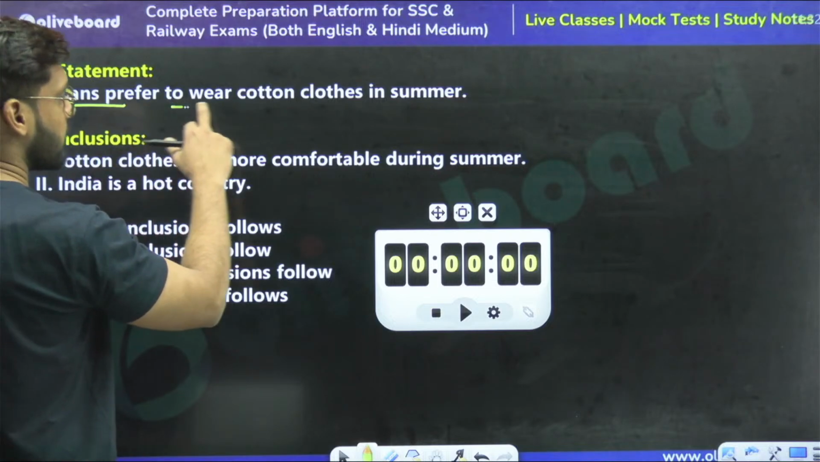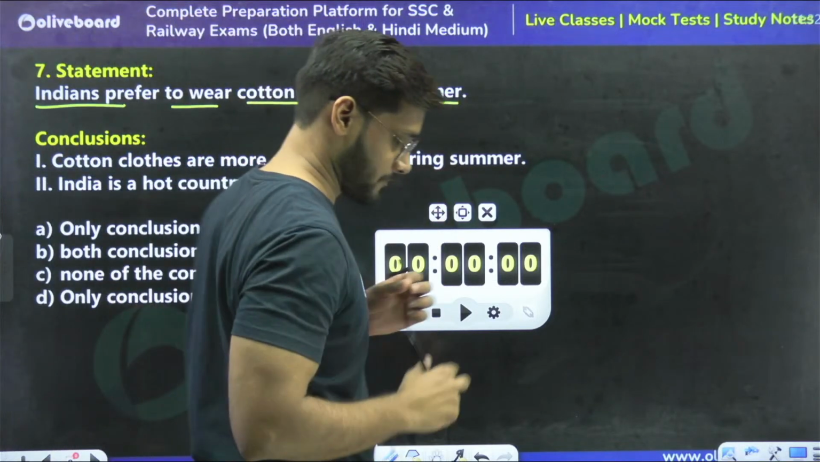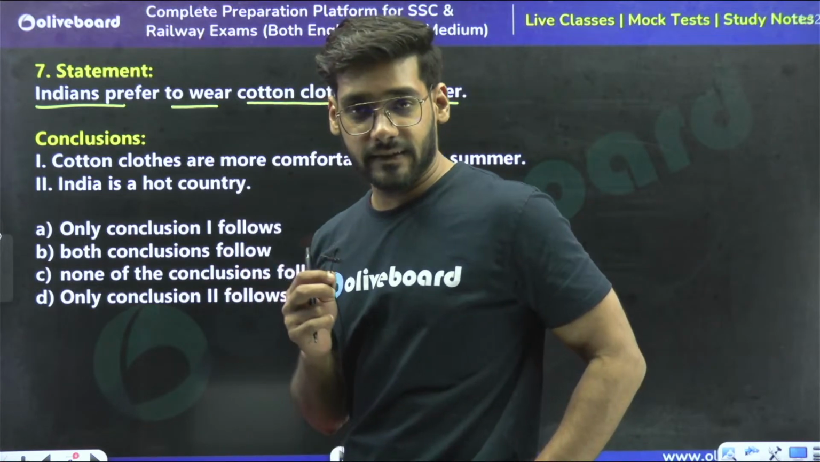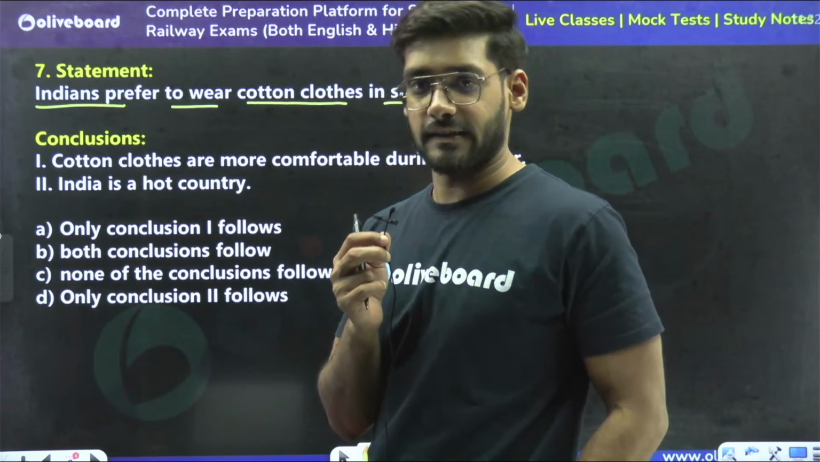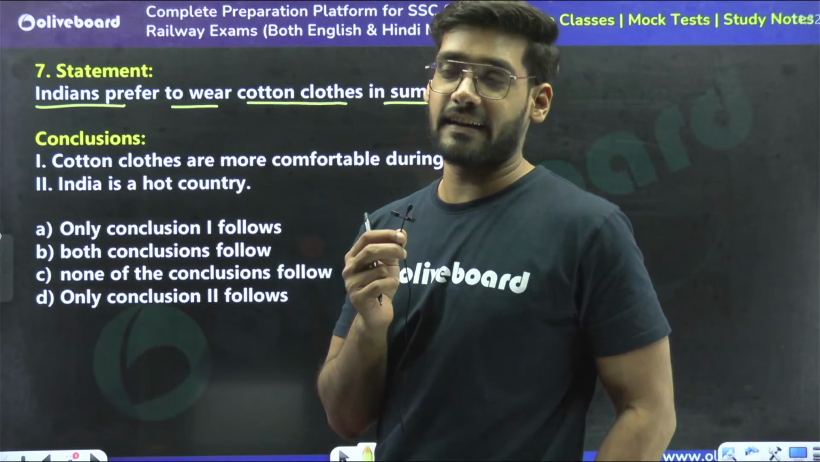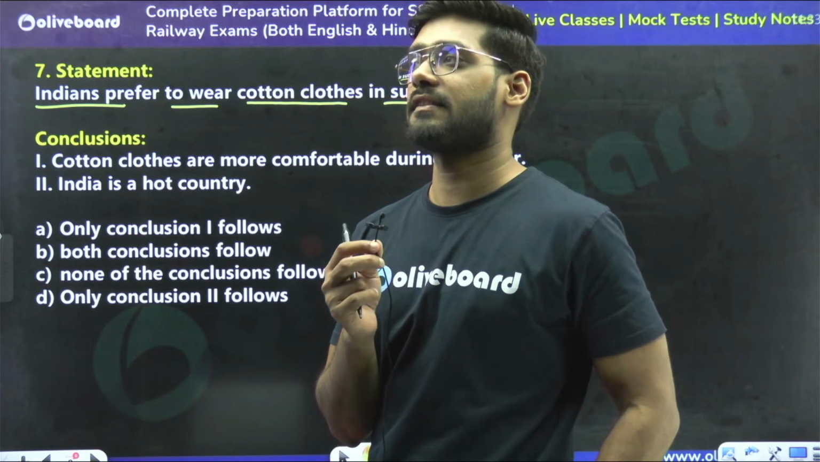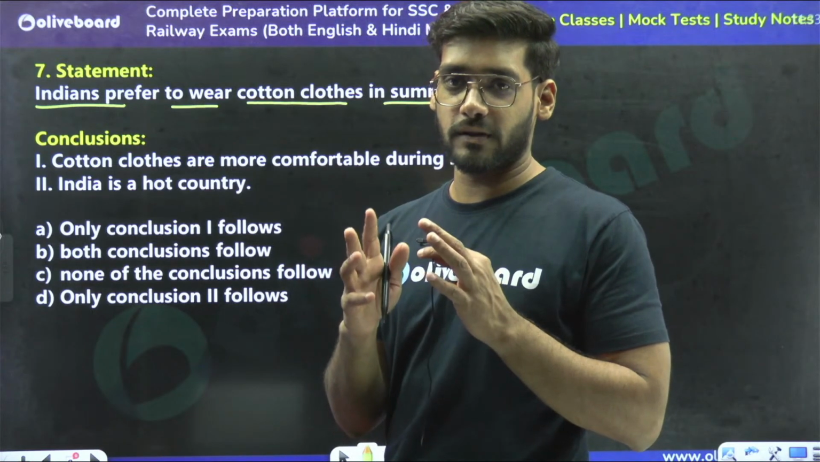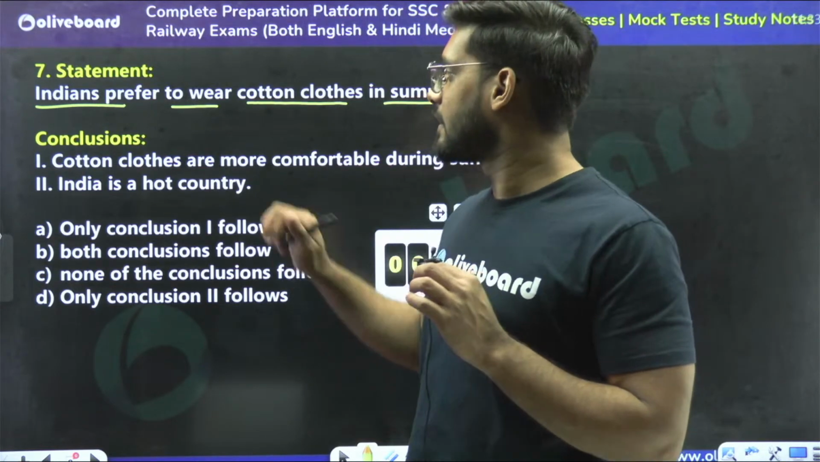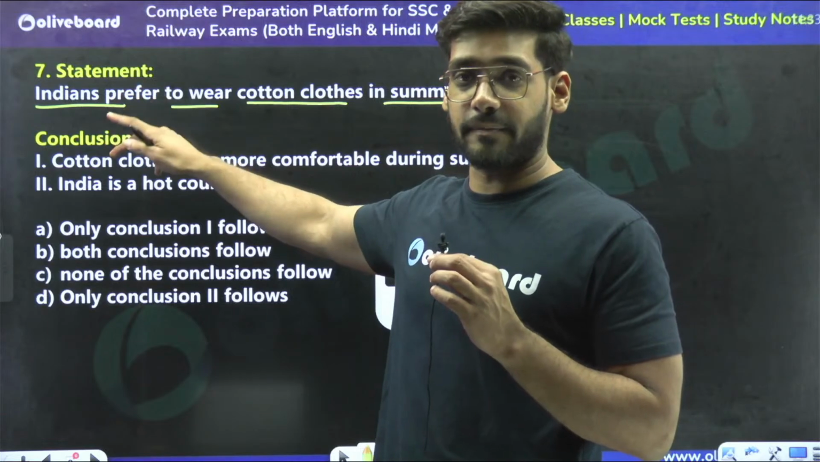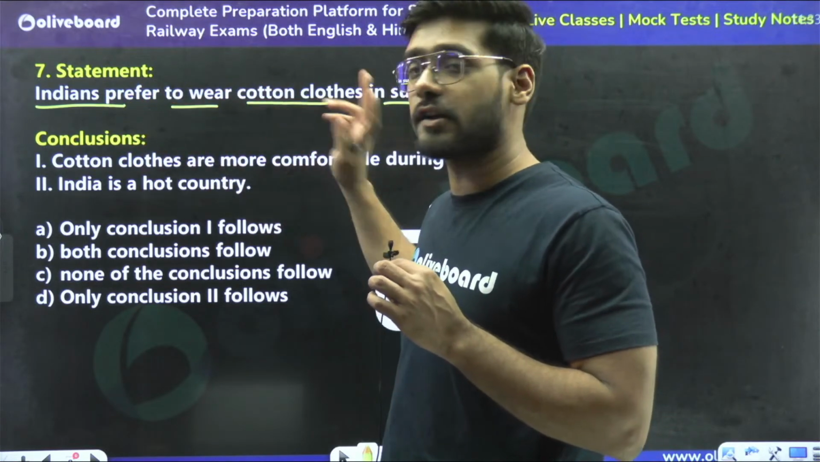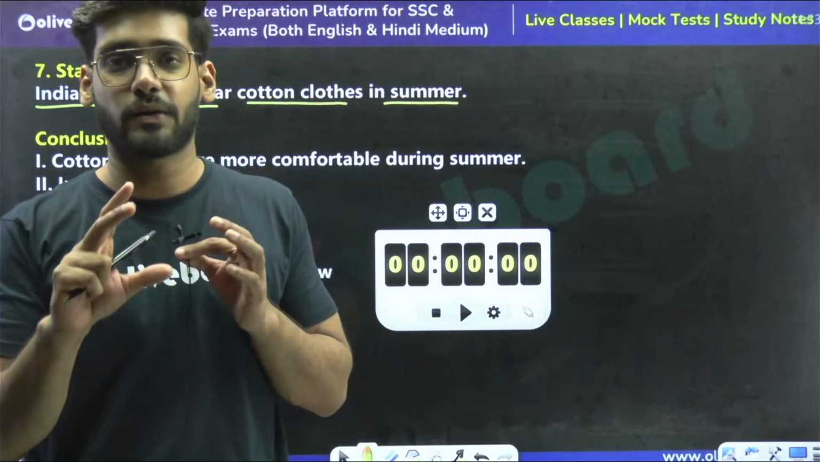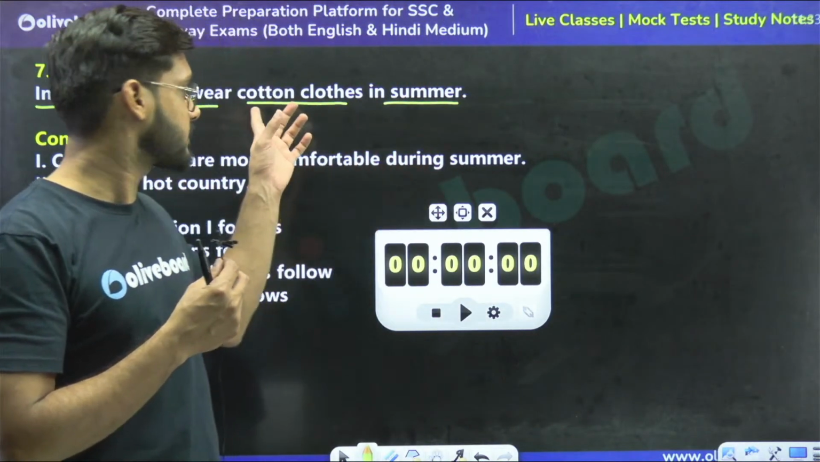Indians prefer to wear cotton clothes in summer. Here the statement is talking about the preference Indians have in the summer season, right? There are many seasons in India, not just one, the summer season. There are many other seasons, rainy season, winter season. So weather changes according to the time period in our country. What is the statement saying? The statement is saying that Indians prefer to wear cotton clothes in summer. They have their choice of clothes in the summer season. During the peak summer season, Indians wear cotton clothes.